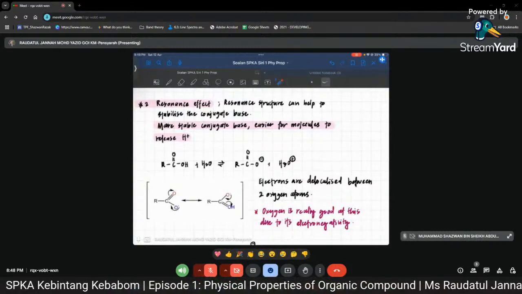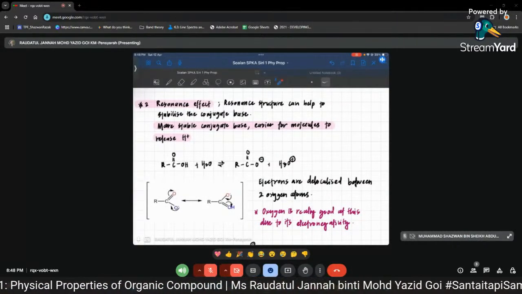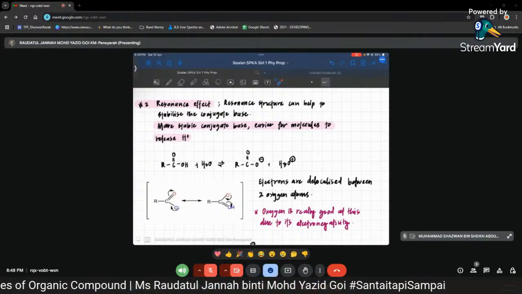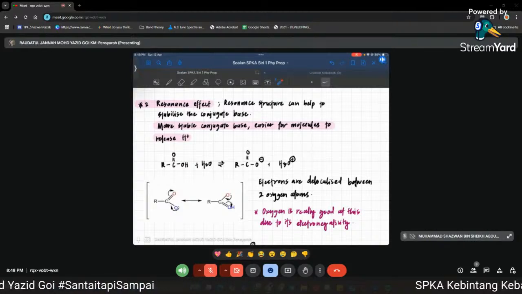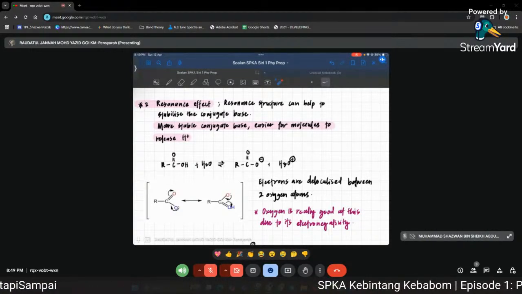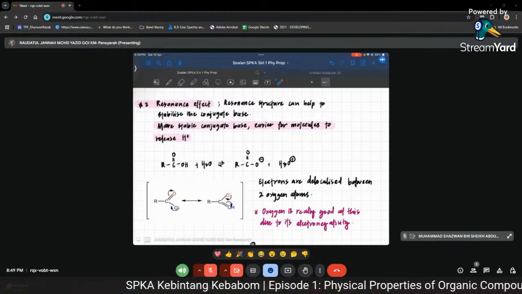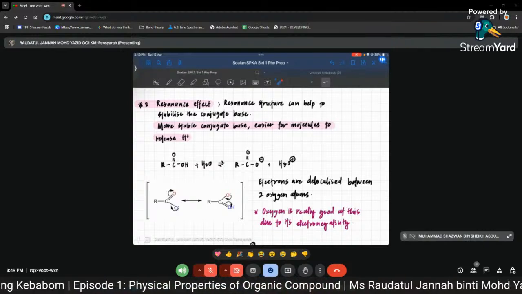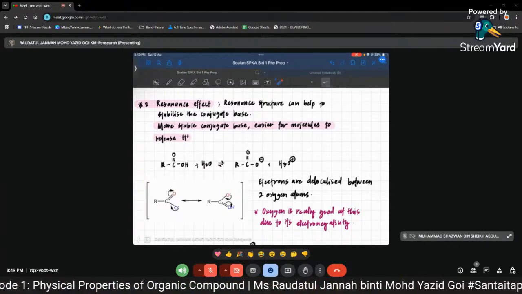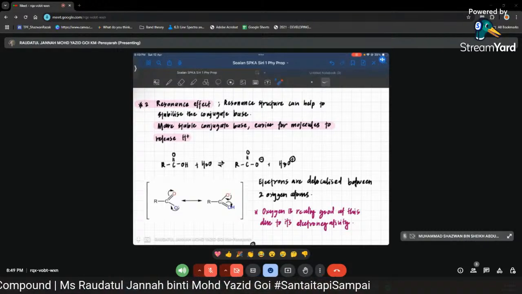Okay, pretty sure that you dah jumpa the word resonance before. Resonance is basically just another interpretation of the molecule in terms of electron density around your punya structure. So by this, you should know resonance structure can actually help to stabilize the conjugate base. Macam yang I dah bagi tahu tadi, kalau kita boleh disperse ataupun you boleh alihkan you punya electron density daripada berkumpul dekat satu tempat je, you can actually make your molecule less reactive. So less reactive means more stable.